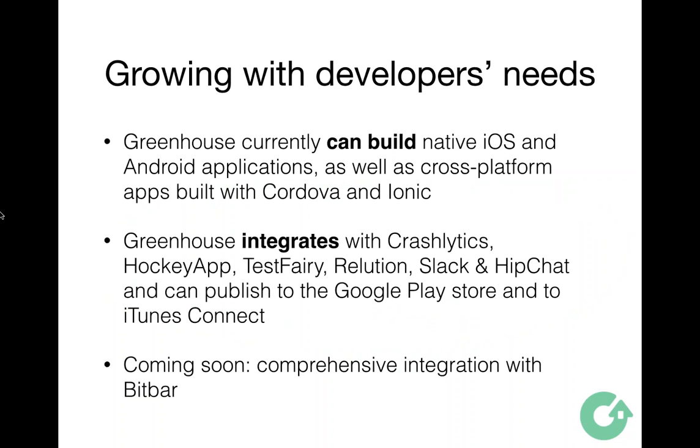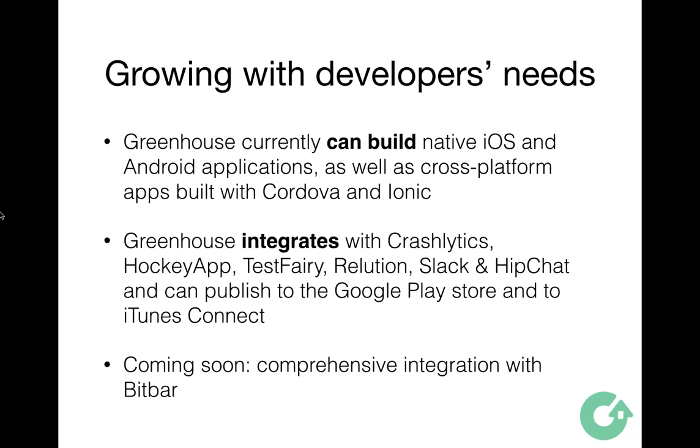Our philosophy when we're working on Greenhouse, developing new features, deciding what direction to take, is that we want Greenhouse to grow with developers' needs, and we want Greenhouse to be the easy, natural choice for any mobile software developer. And basically the two key directions are, first of all, that we want Greenhouse to support all frameworks, tools, basically any tool chains that mobile developers happen to be using at the moment.